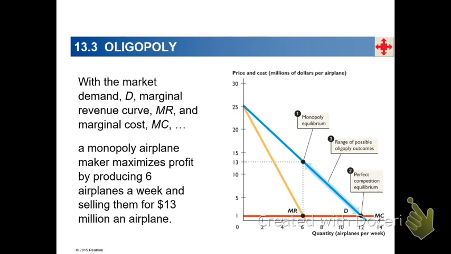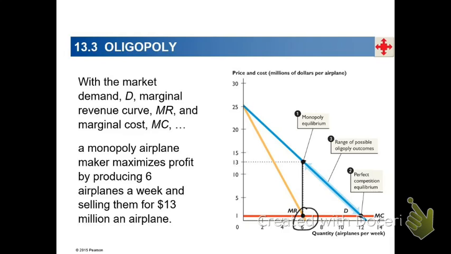Let's look at a graphical representation of the monopolistic competition and oligopoly market structure. In this market, notice that because of the way we have drawn this graph, the monopoly outcome is found where marginal cost is equal to marginal revenue.